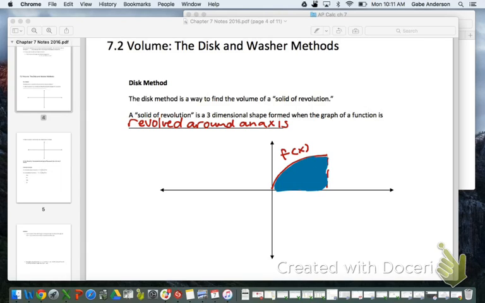And you'll always be given an axis of rotation. In other words, you're going to be told that we're going to revolve this region around the x-axis, the y-axis, or maybe some other line. So I'm going to say that we're going to revolve this around the x-axis.